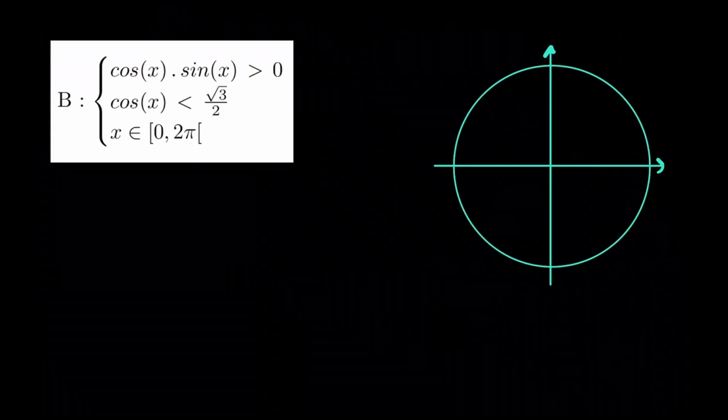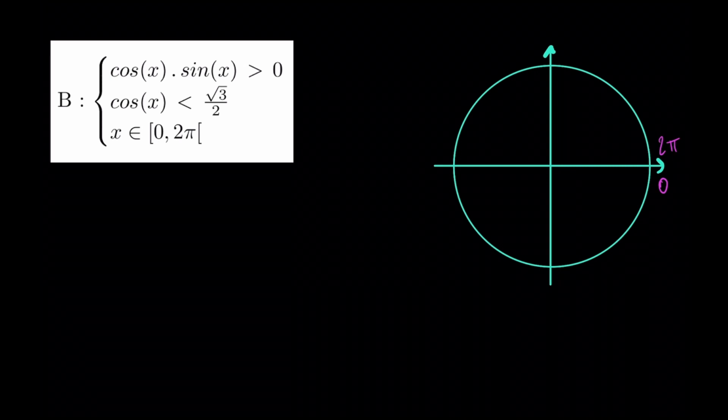Okay, so now let's do the second system, the B system. We have two inequations, but this time x has to be in the interval 0 to pi. So let's build the appropriate trigonometric circle. We have 0 here, and we do a full circle, and we have 2 pi in the same space.